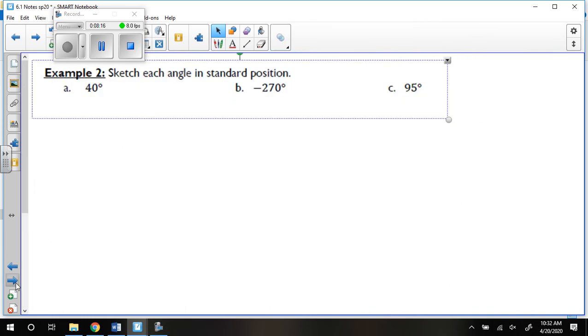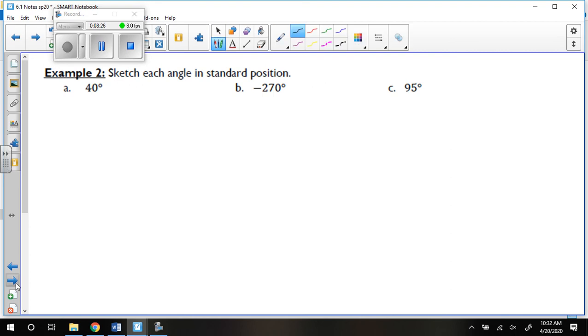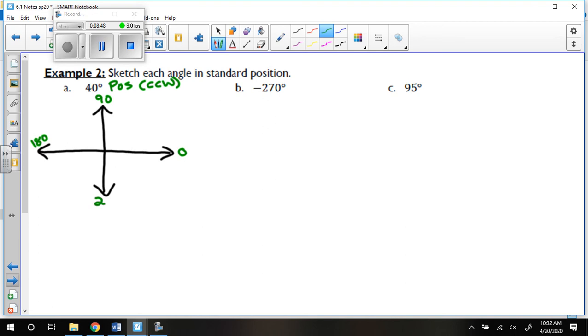All right, now we're going to kind of do the opposite. We're going to take an angle measure and sketch the angle in standard position. So for part A, we're going 40 degrees. Okay, notice that is positive, so that is going to be counterclockwise.